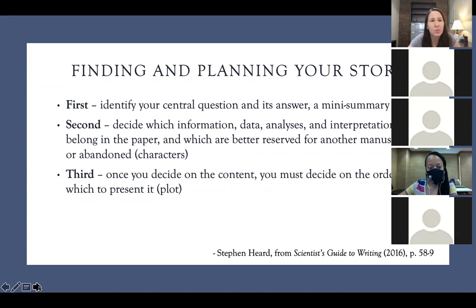So to figure out what your story is for your research, we have 3 steps we can go through. First, we're gonna work on identifying a central question and its answer, kind of like a mini summary of your story. Second, we're gonna figure out which information, which data analyses and interpretation belong in the paper, and then which ones might be better reserved for a different manuscript, or they might not make it into one of your papers. And third, once you have the content, then you need to decide on the order in which to present it. So kind of the plot.